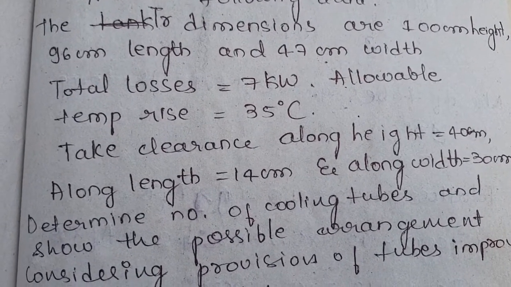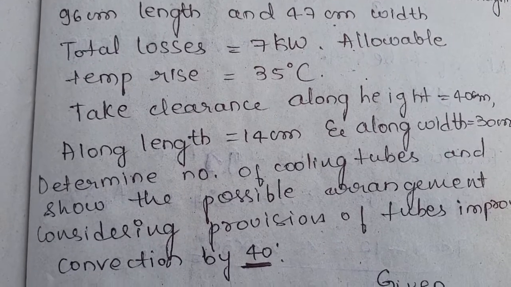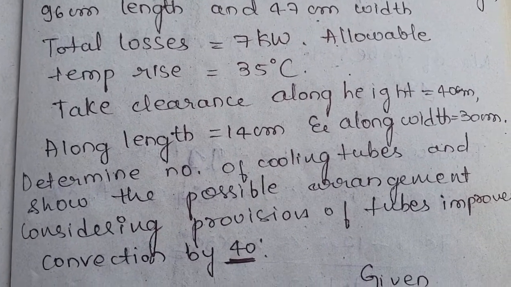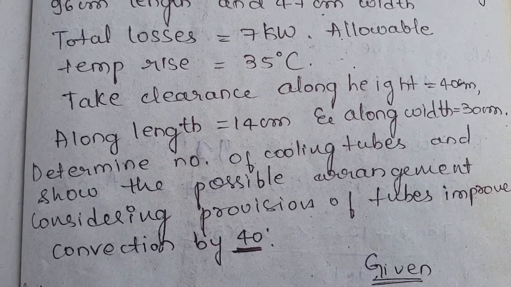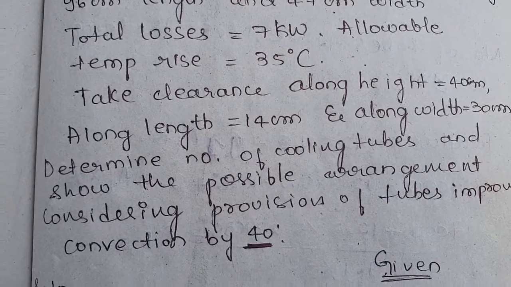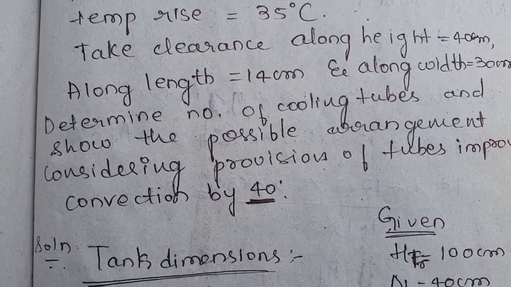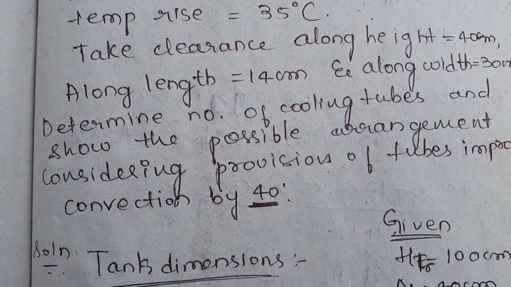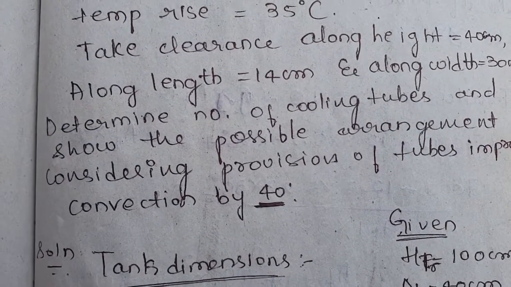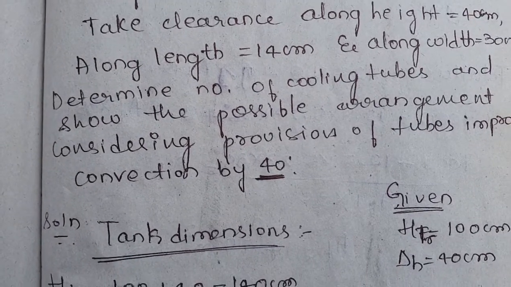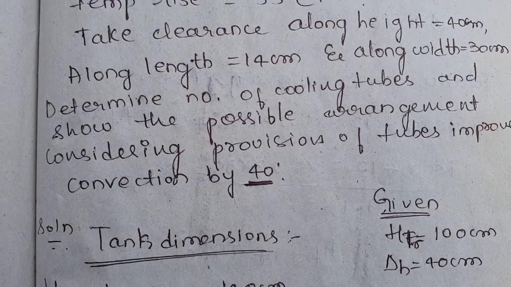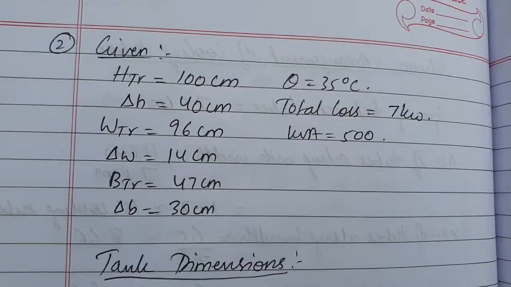Take clearance along height 40 cm, along length 14 cm, along width 30 cm. Determine the number of cooling tubes and show the possible arrangement, considering provision of tubes improves convection by 40%.